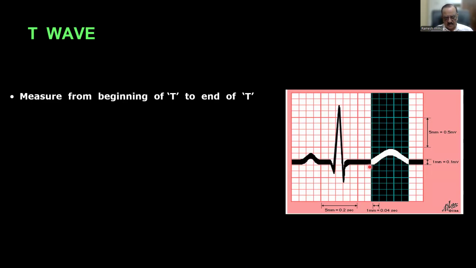I'm so sorry. So how do you measure this? You measure from the beginning to the end of the T wave. This is a wave, so it has two dimensions: one is the height, another is the width. Just like the QRS has height and width, the T wave has height and width. The amplitude, the height of the T wave, correlates with the amplitude of the QRS. If your QRS is very tall, your T wave also will be very tall. If the QRS is very small, your T wave also will be small.